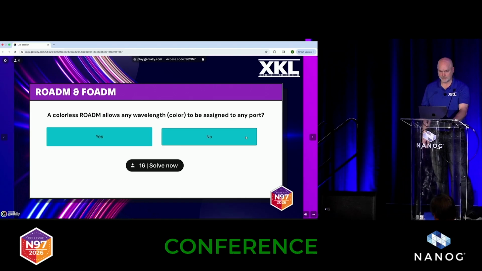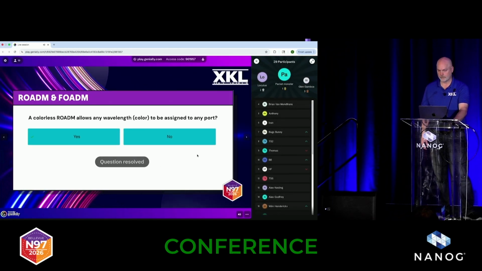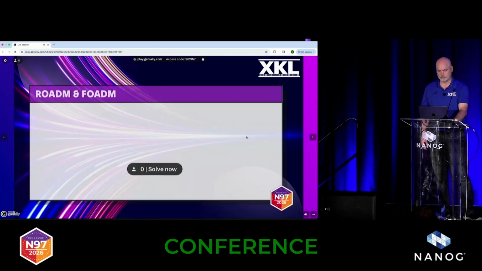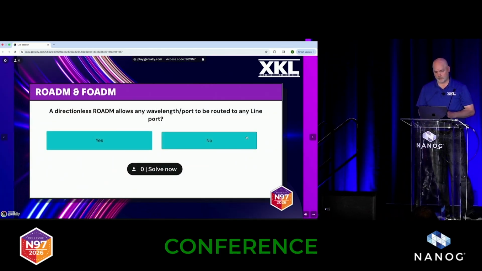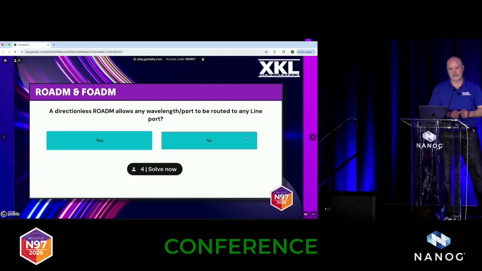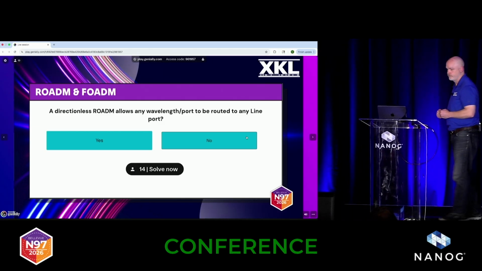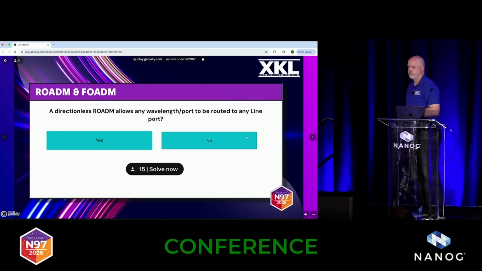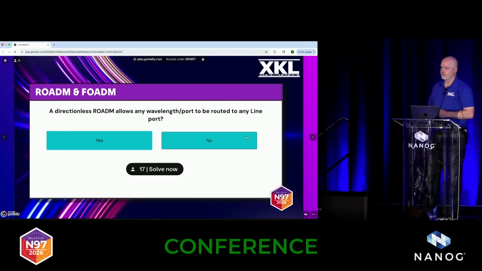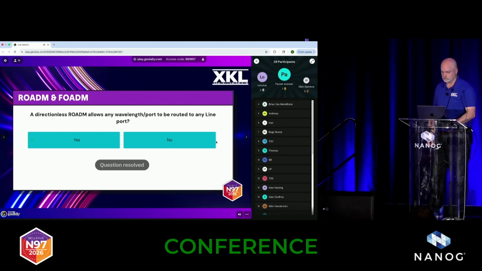Questions kind of got easier, didn't they? All right. The answer is yes. A directionless ROADM allows any wavelength port to be routed to any line port. So directionless. Okay. That's right.